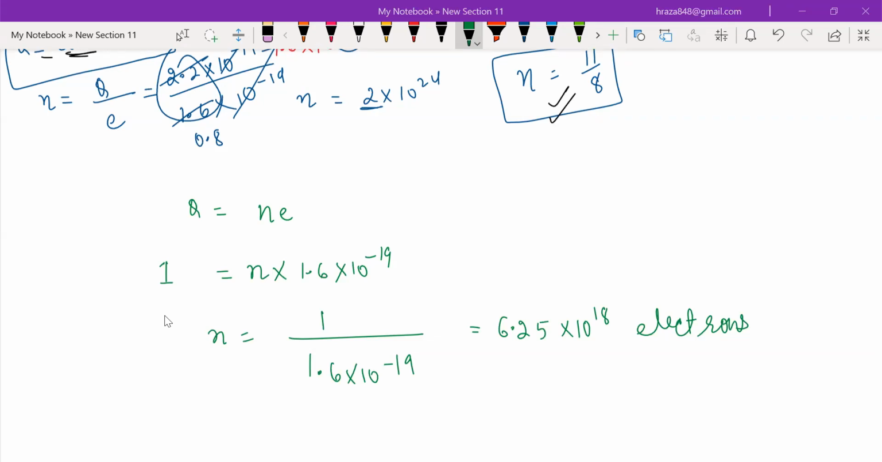Is that clear? Yes, sir. Can we move to the next part?